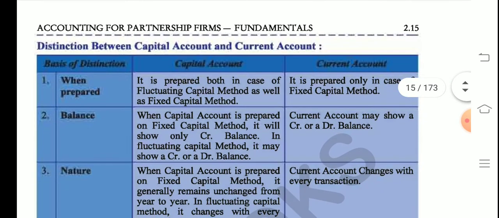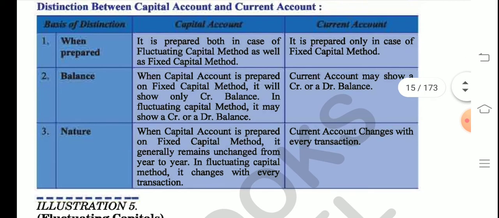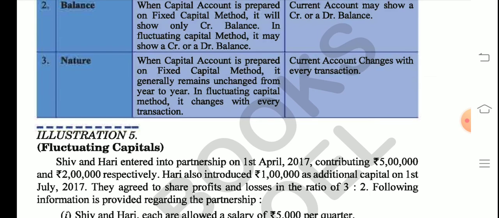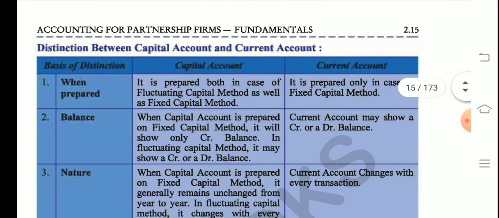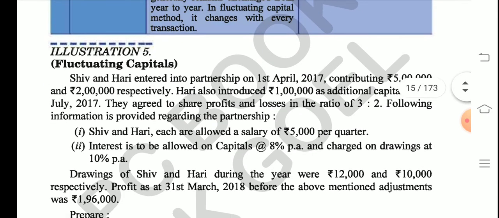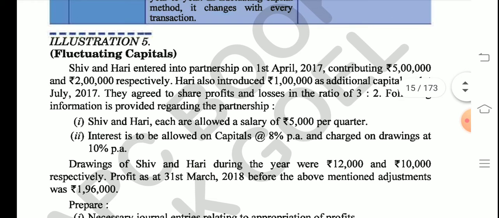Okay, now they talk about the capital account and current account. We'll get back to this theory later on. I'm not telling you to leave this theory portion, but I will get back to this later on. Right now I'm concentrating more on the practical portion. So I want all of you to practice as much as you can, and please write all these illustrations and solve unsolved questions in your notebook, and send me the pictures of it through G Suite.